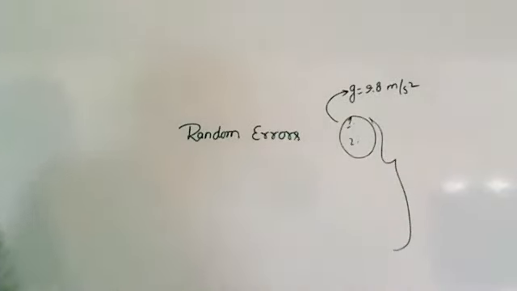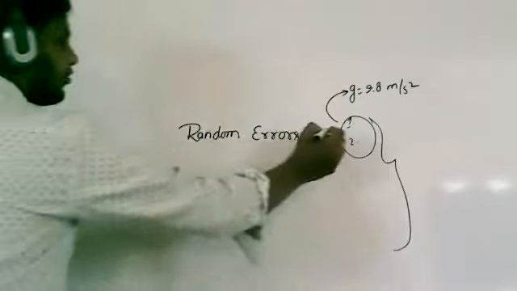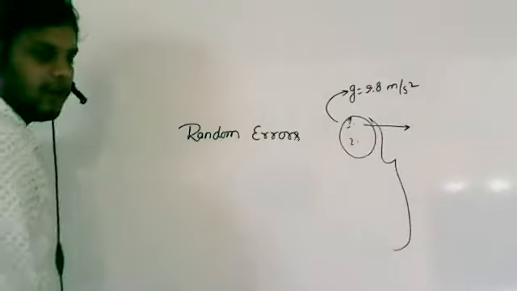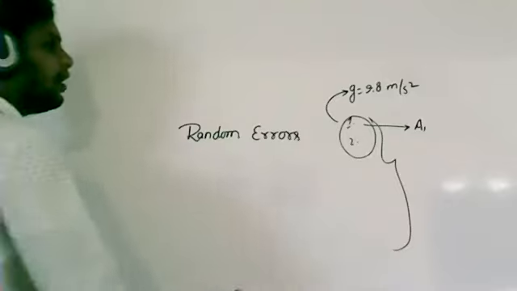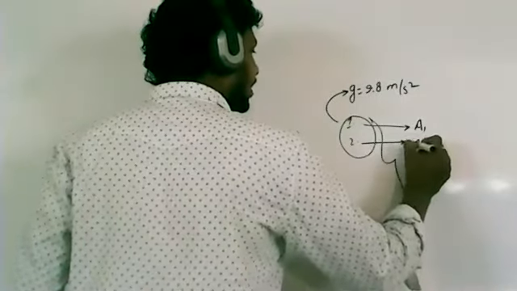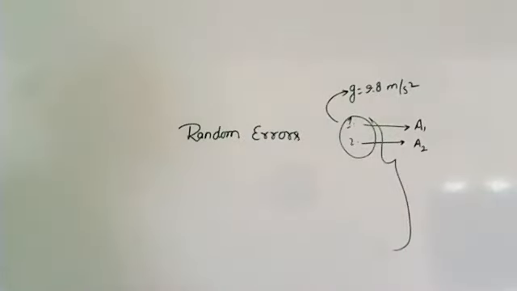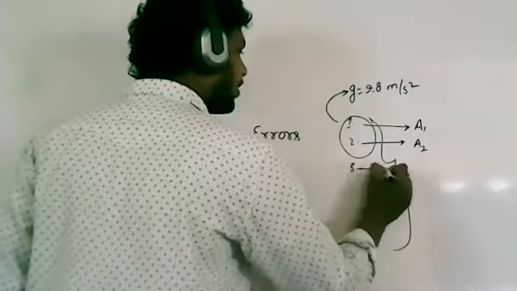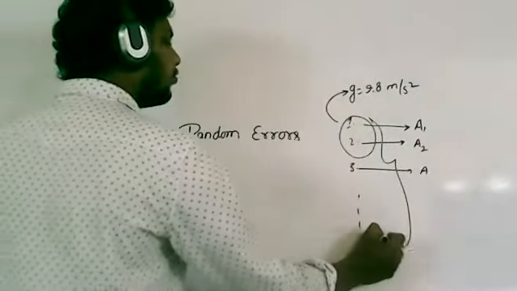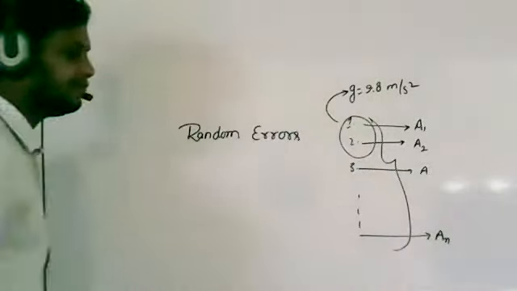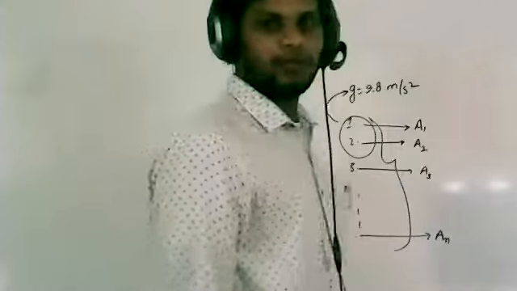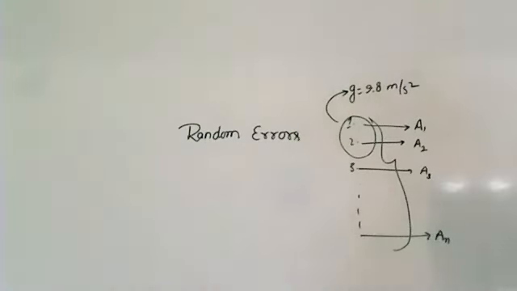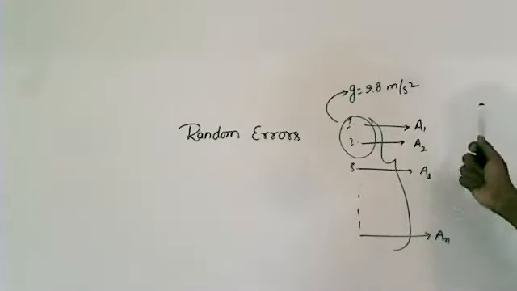Now listen, for example, the first time I did the experiment, I got the reading as, let us say, A1. I do the experiment for the second time, and let us say I got the reading A2. I did it for the third time, I got the reading A3, and so on. For the nth time, I got the reading AN. Clear? Now, what are A1, A2, A3, A4 and so on up to AN? These are the measurements. We did this practical a number of times.